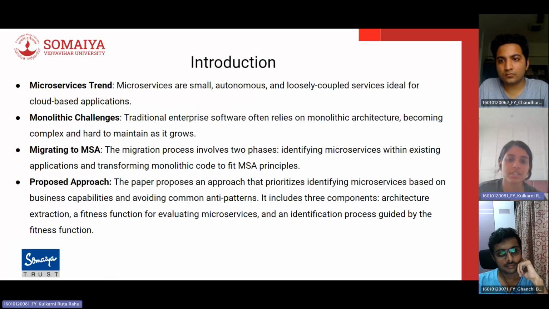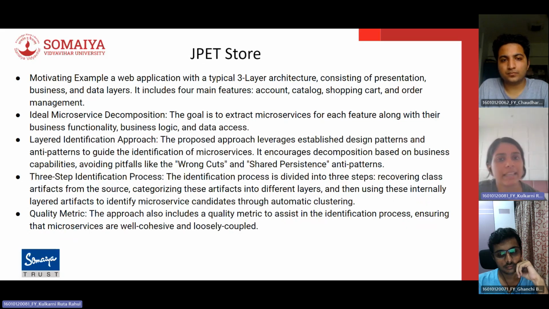This paper proposes an approach that prioritizes identifying microservices based on business capabilities and avoiding common anti-patterns. It includes three components: architecture extraction, a fitness function for evaluating microservices, and an identification process guided by the fitness function. The paper gives a motivating example of a JPetStore. It is a web application with a typical three-layer architecture consisting of presentation, business, and data layers. It involves four main features: account, catalog, shopping cart, and order management.